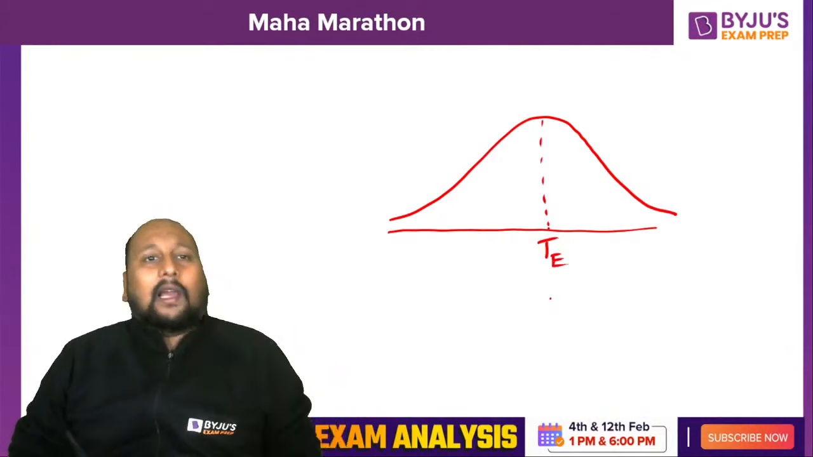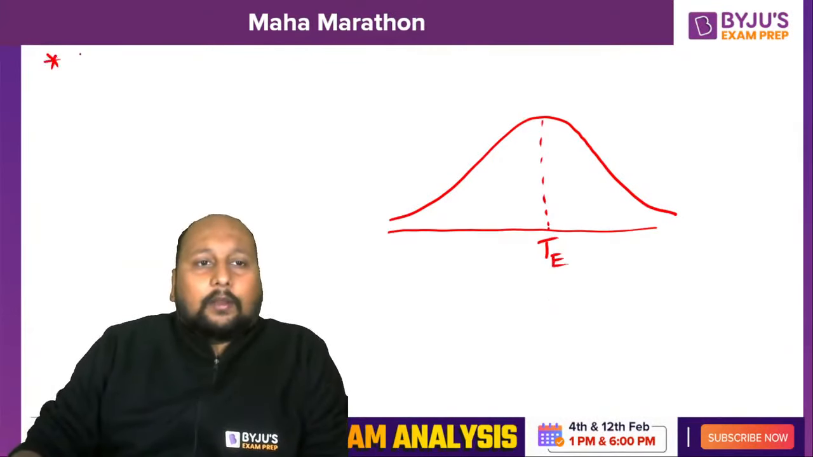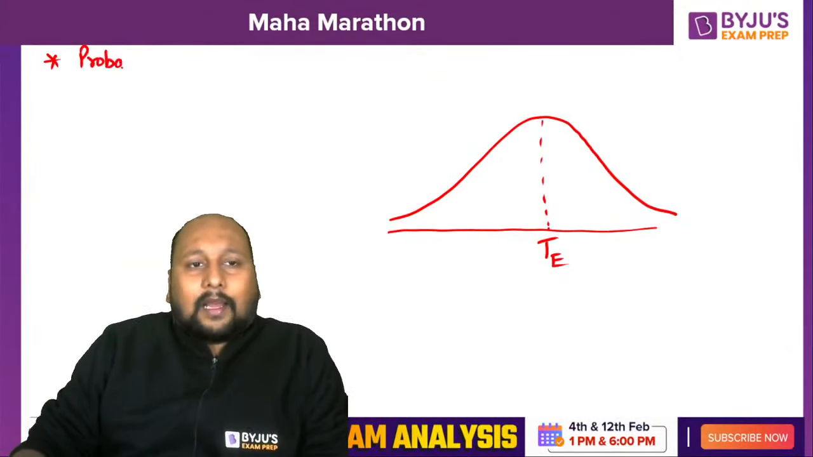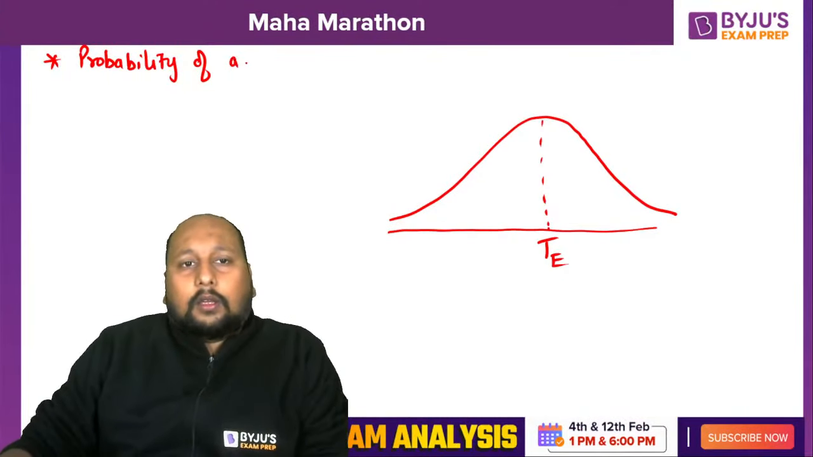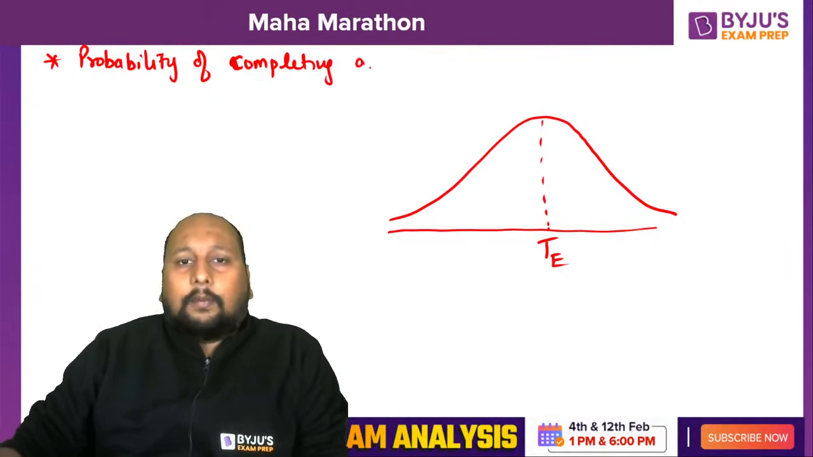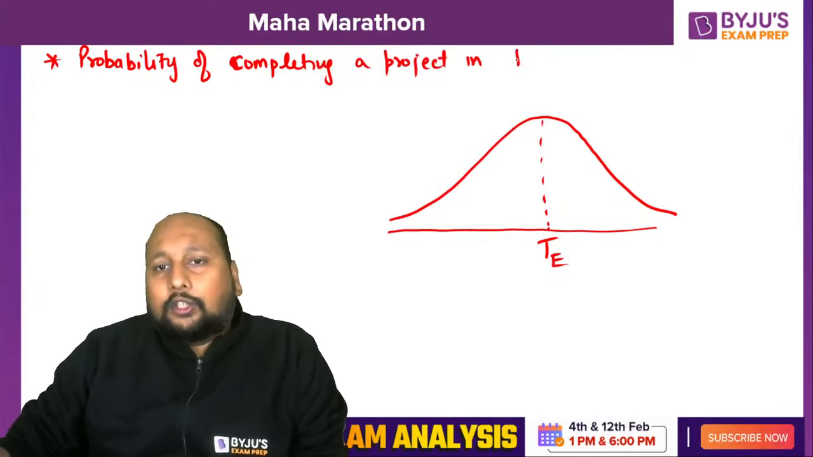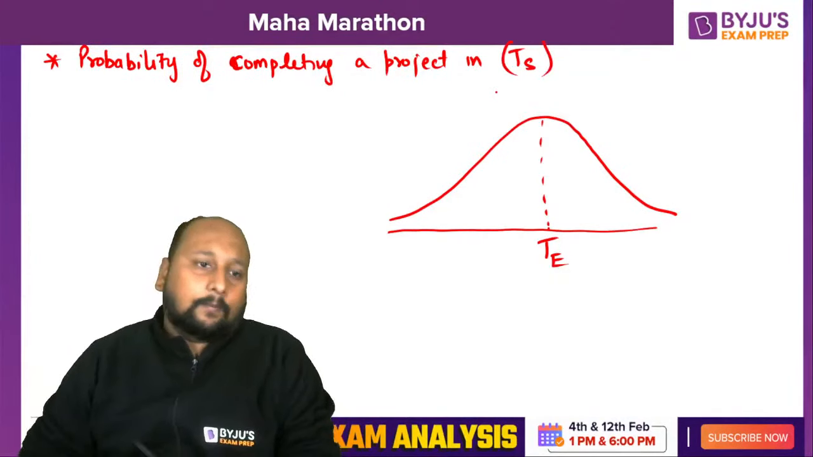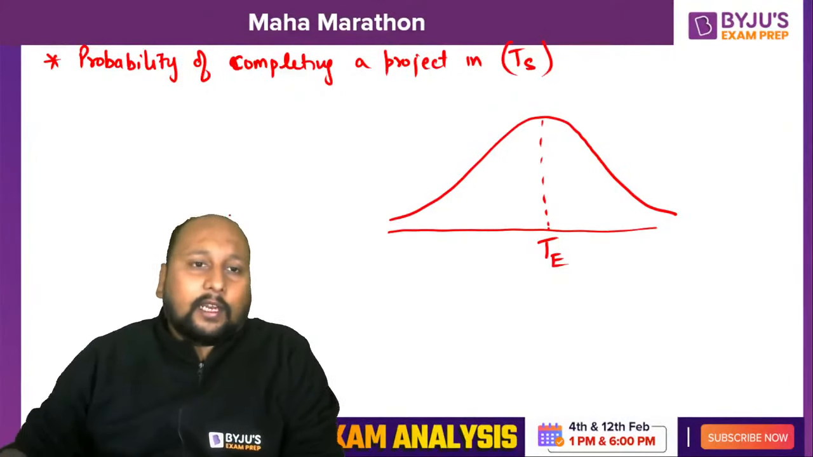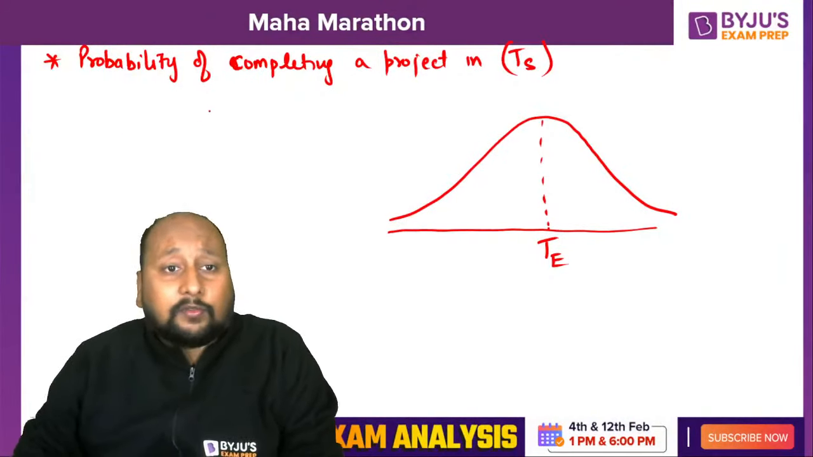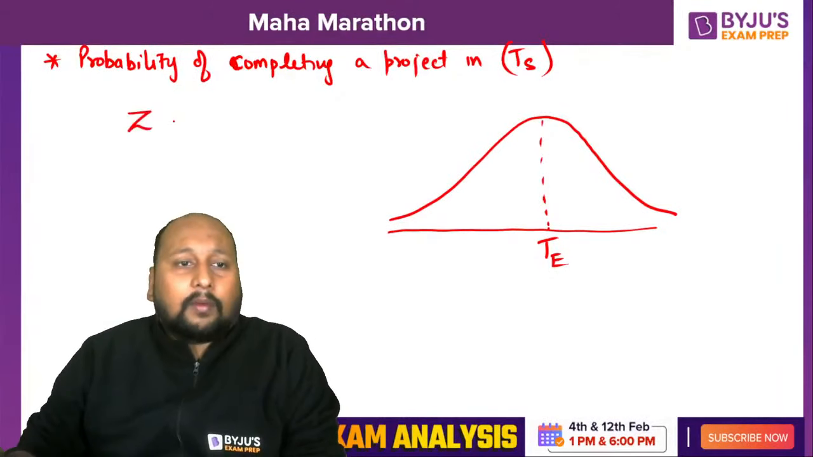So if I want to calculate the probability of completing a project in the scheduled time, that is TS, how can we calculate that? For that we need to define one very important term, which we call the standard normal variate.